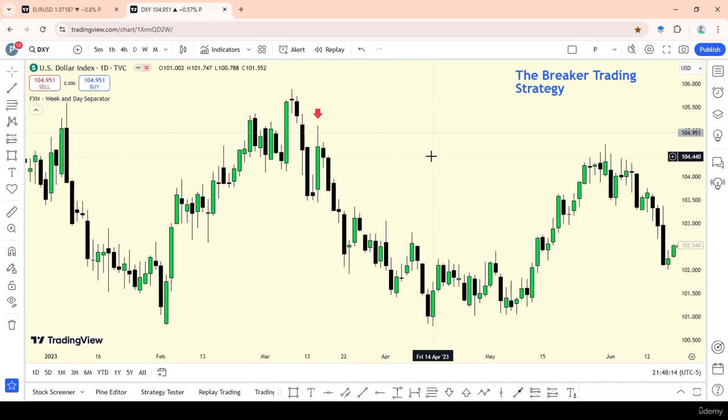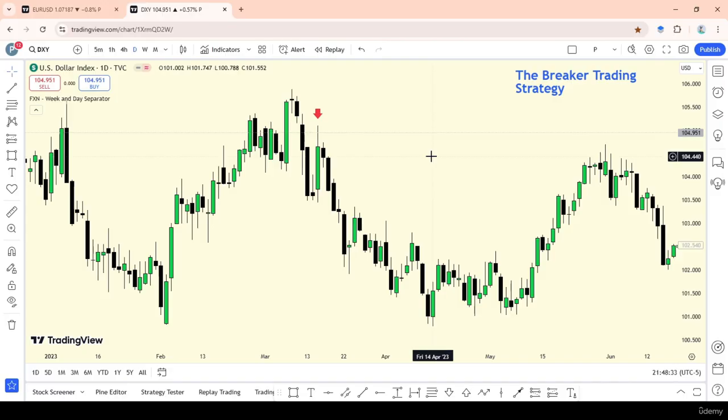So in this course, we're going to learn how we can use the breaker to formulate a trading strategy. And we're going to be looking at different trading strategies. We are going to be looking at the swing trade, the day trade, and the scalping strategies using the breaker. So we're going to use the breaker as our benchmark for entries.